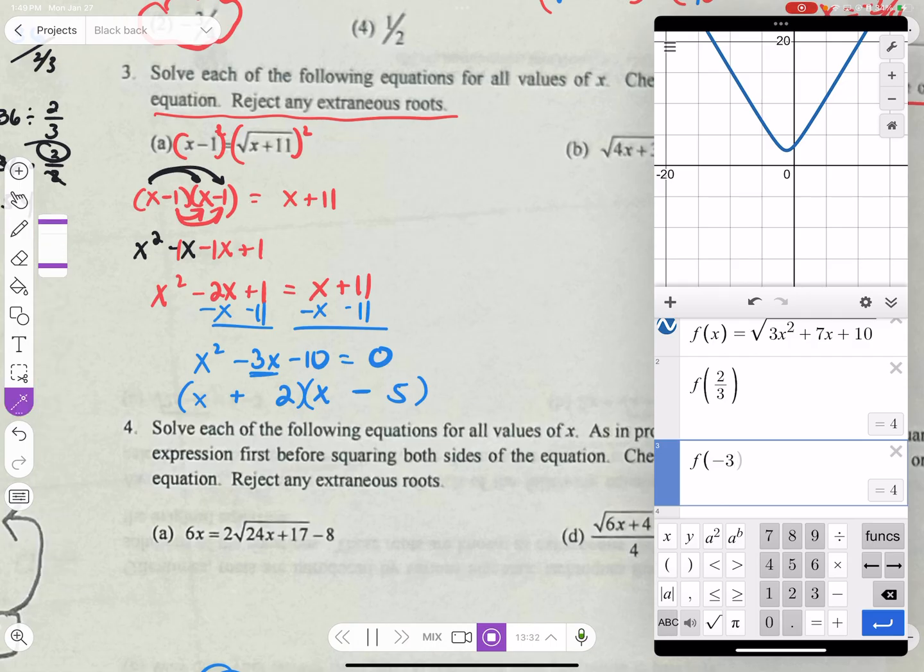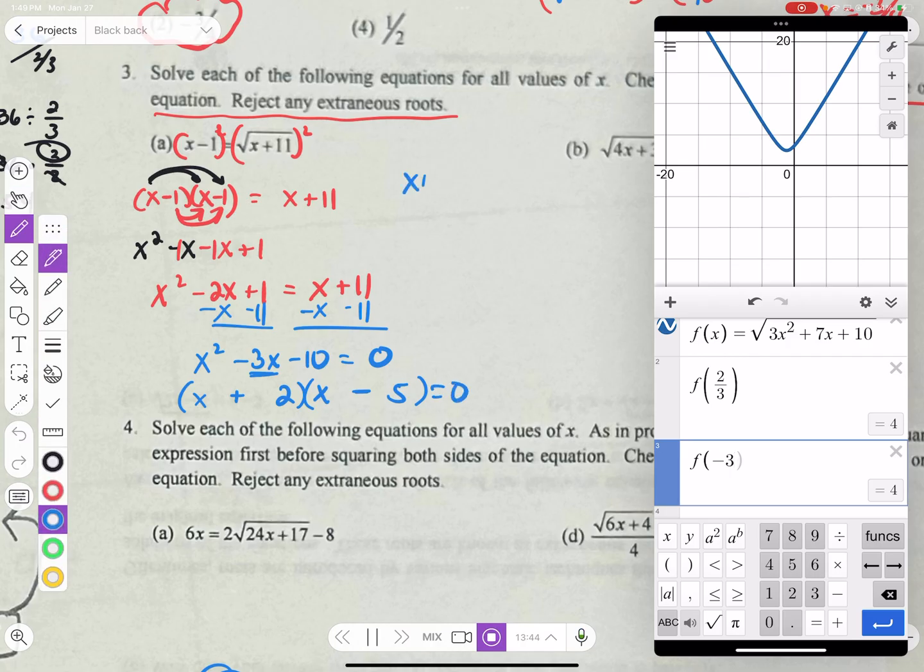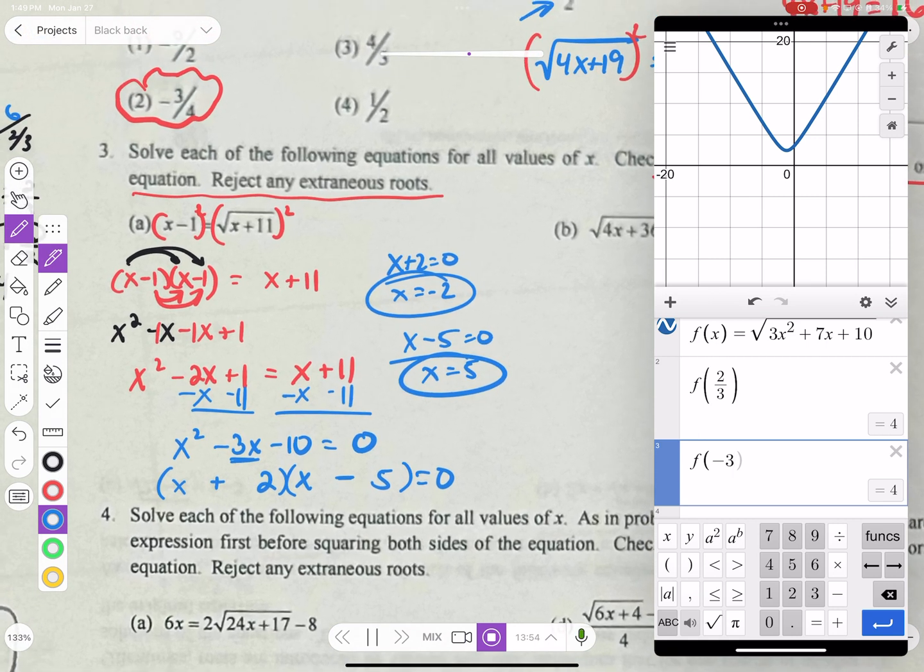I'll make the 5 the negative, so you can see 2 times -5 gives me my -10, and this is 2x, this is -5x. They add up to -3. So there's my factorization, and I set each factor equal to 0. And those are my answers, but I have to check them. All right? And it says check in the original solution.